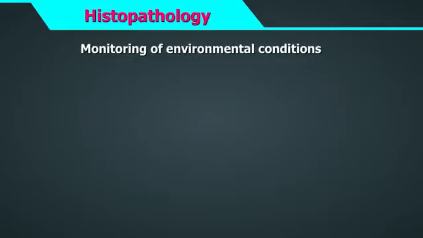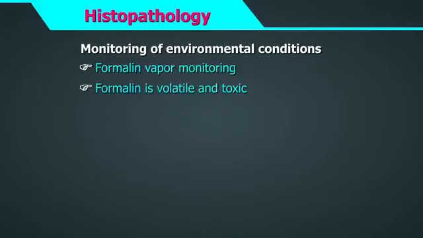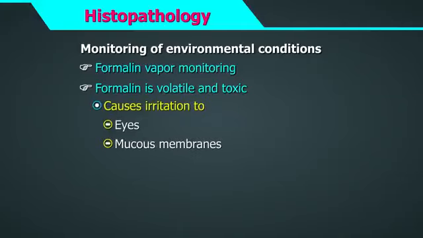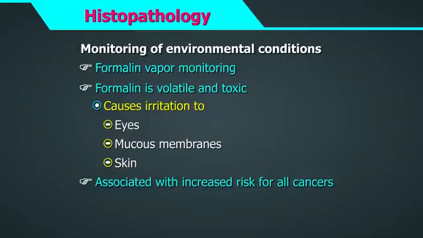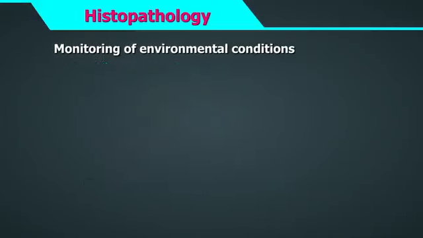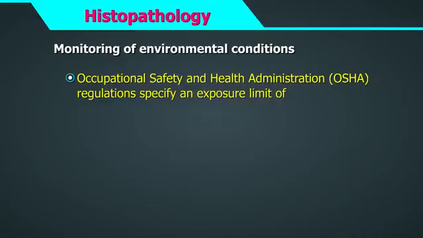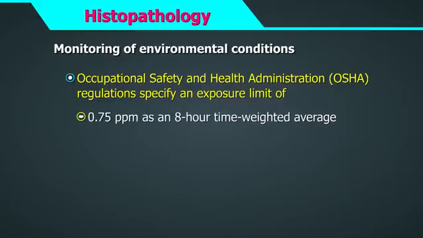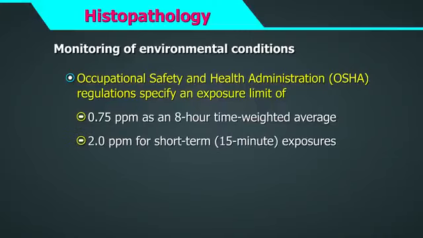Monitoring of environmental conditions. Apart from temperature and humidity, formalin vapor monitoring forms are an important record in a histopathology laboratory. Formalin is volatile and toxic and causes irritation to the eyes, mucous membranes, and skin, and is associated with increased risk for all cancers. Occupational Safety and Health Administration regulations specify an exposure limit of 0.75 parts per million as an 8-hour time-weighted average and 2 parts per million for short-term exposures.